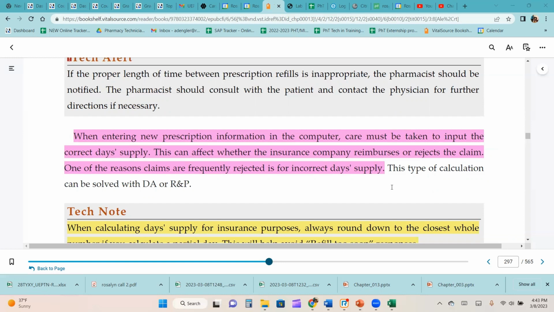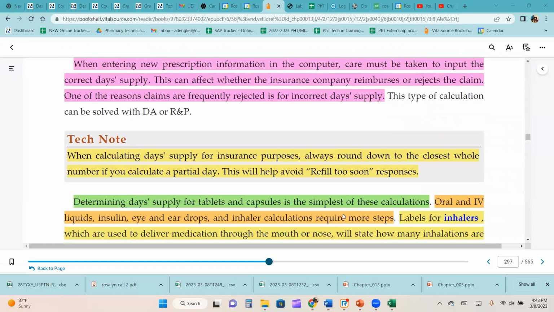Also, we don't want insurance to come back and do a chargeback because we put in the wrong day supply, and then they do not pay the pharmacy for the prescription. So basically, we're out the cost of the medication. One thing that's important when calculating day supply for insurance purposes: always round down to the closest whole number if you calculate a partial day. This will help avoid refill too soon responses.